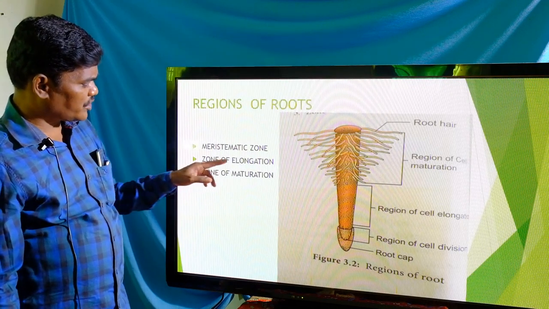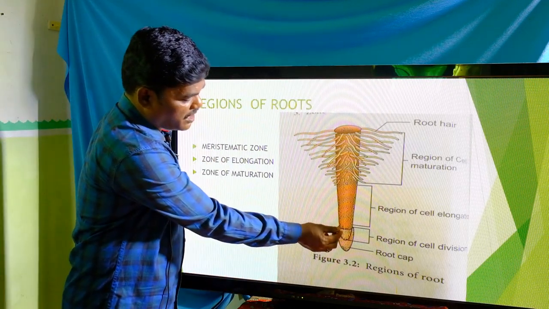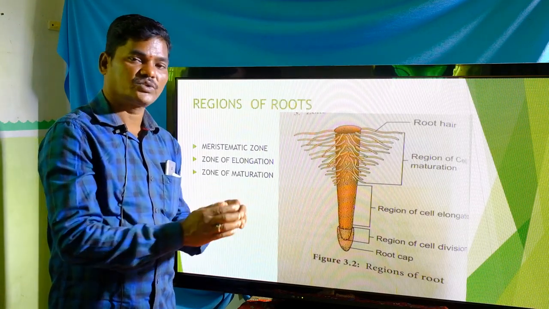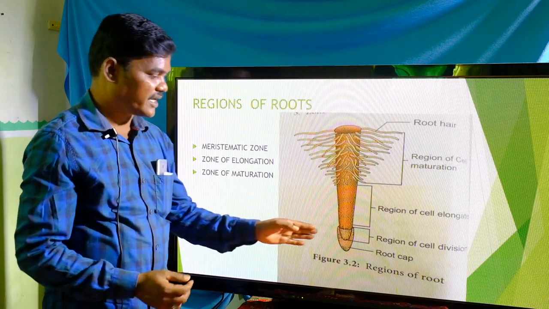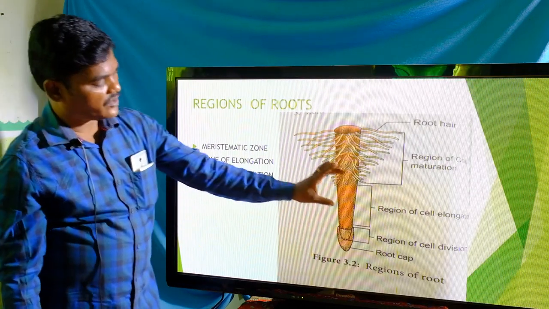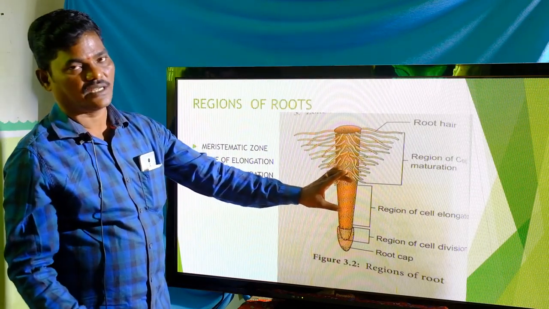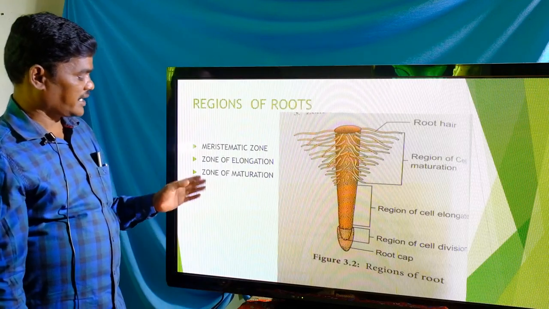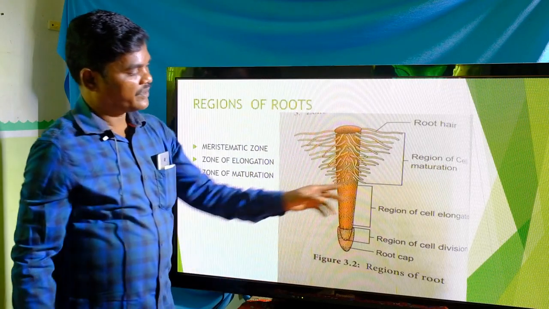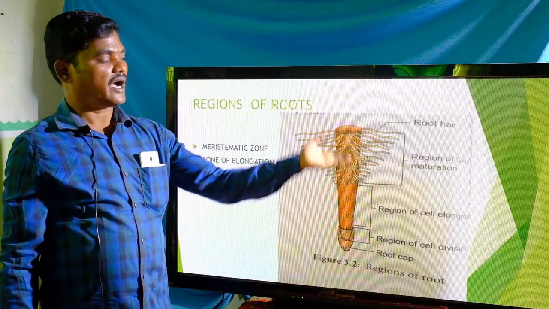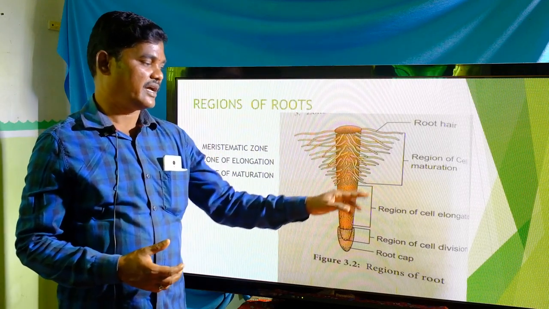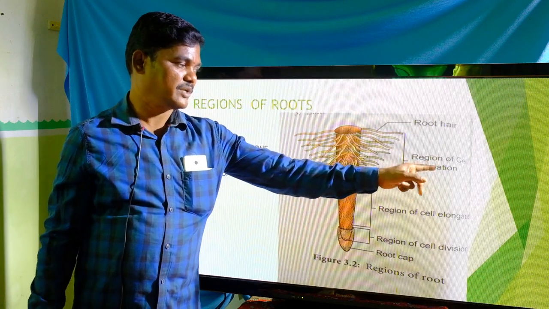Second one is the zone of elongation. Here only small cells are produced, and those cells attain their full structure. That region is called the region of cell elongation. So here the full structure of the cell is obtained. Next region, the zone of maturation. Above that zone, the fully structured cells capable of doing work are there in this area. That is called the region of cell maturation.